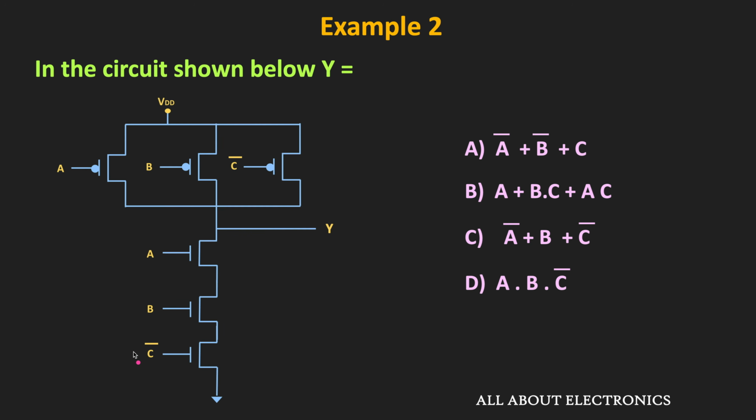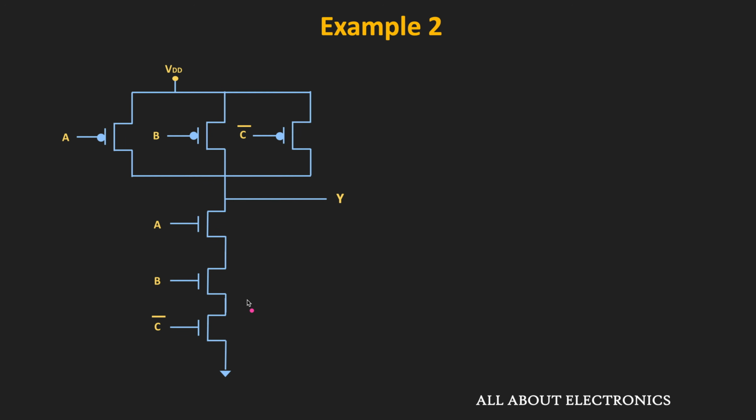Similarly, now let us see the second example. In this example also, we have been given a CMOS based logic circuit, and we have been asked to find the Boolean expression which is implemented by this given logic circuit. If you closely observe, this is basically a 3-input NAND gate. And the inputs to this NAND gate are A, B and C bar. And in the previous video, we have already discussed this 3-input NAND gate.